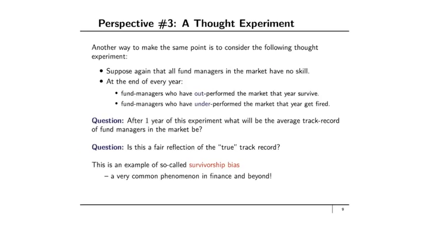Here's another perspective. This is our third perspective. Suppose again that all fund managers in the market have no skill. At the end of every year, fund managers who have outperformed the market that year survive, and fund managers who have underperformed the market that year get fired. Here's a question. After 1 year of this experiment, what will be the average track record of fund managers in the market? Well, it's got to be perfect.